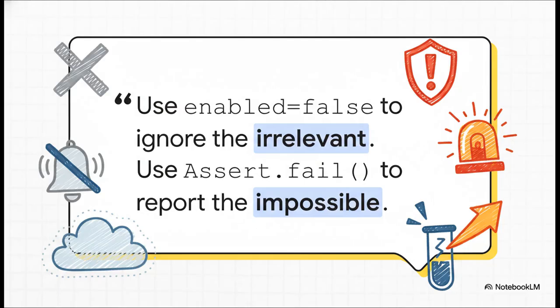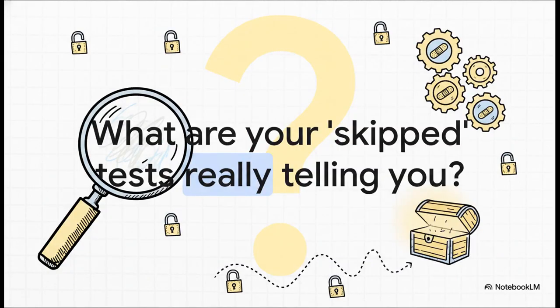So really, it all boils down to a pretty simple rule of thumb. If you're going to remember just one thing from all this, make it this. Use enabled equals false to ignore what's irrelevant, and use Assert.fail to report when something is impossible. One is about quietly hiding the noise, the other is about sounding a critical alarm. And that pretty much wraps it up.